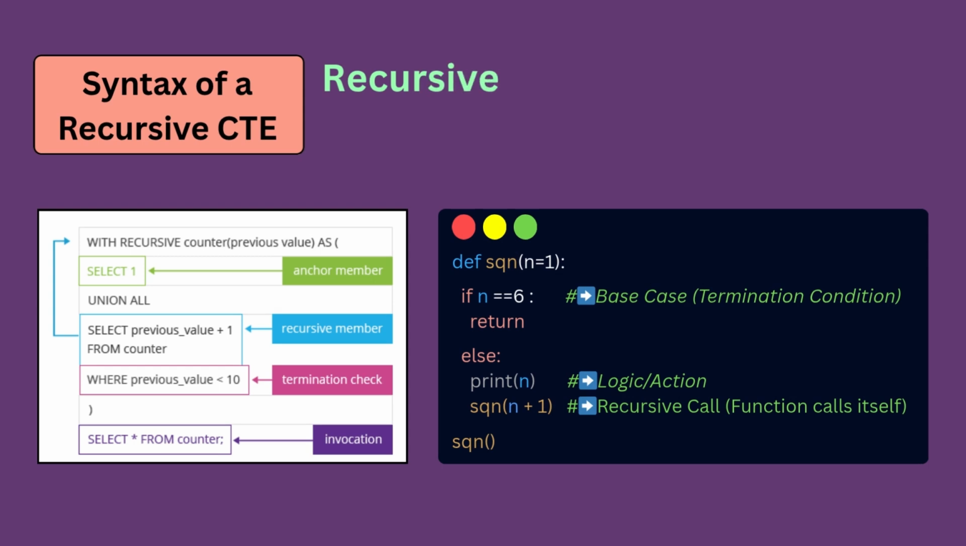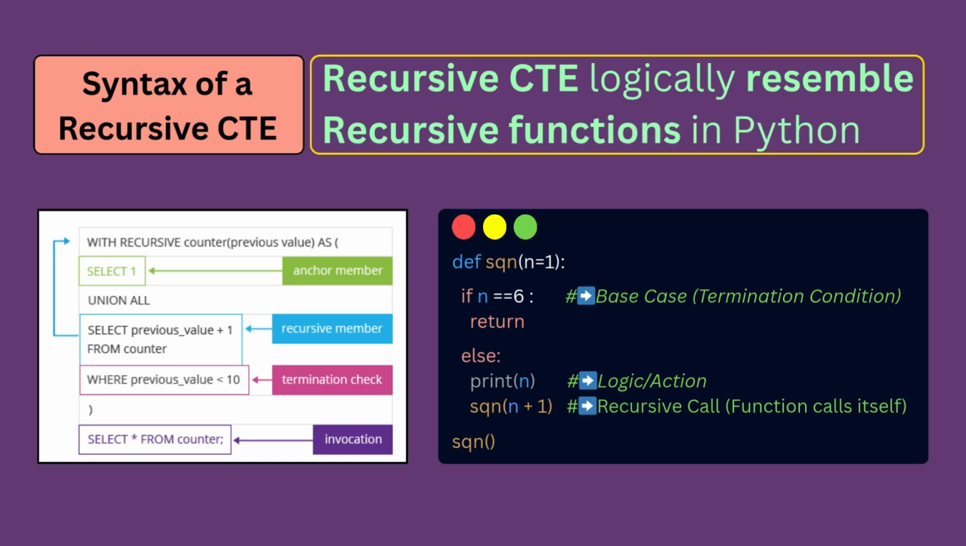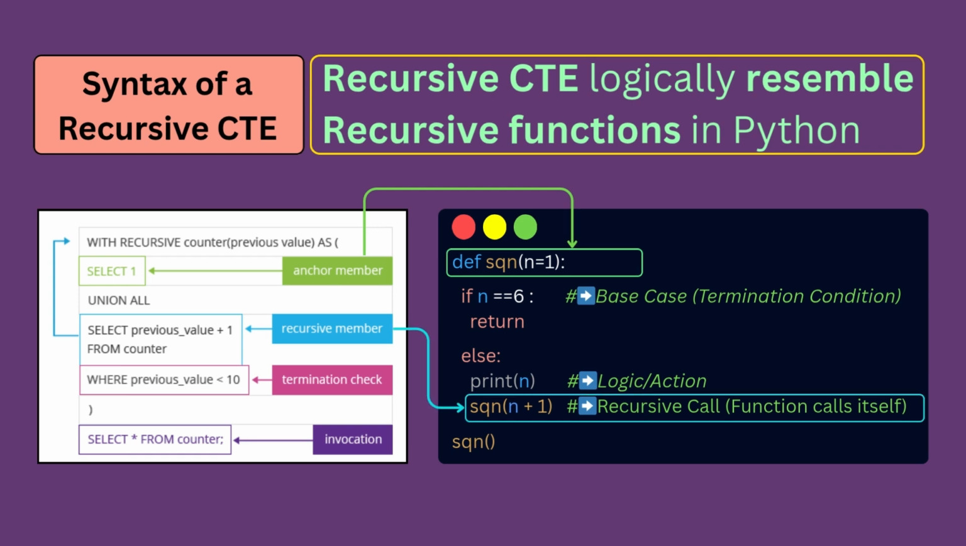Now next, if you observe this recursive CTE closely, it logically resembles how recursion works in Python or any other programming language. For example, the anchor member is similar to the initial code block in a Python recursive function, and the recursive member works just like a function calling itself inside its own definition, and the termination condition functions the same way as the base case in Python, which stops further recursive calls.